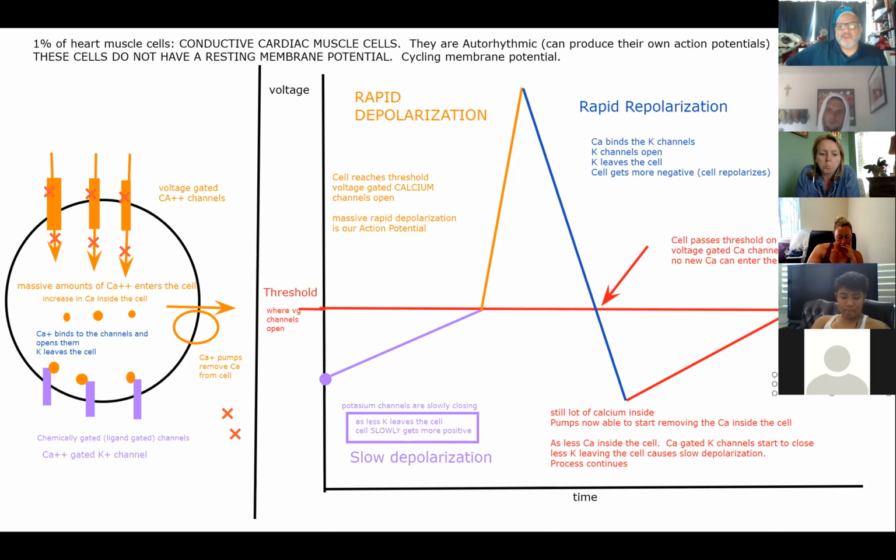And there you go. Just that simply, we have described the activities, the action potential of our conductive cardiac muscle cell. It doesn't have a resting membrane potential. Its membrane potential is constantly changing because of this constant cycling of potassium and of calcium. And notice it's potassium and calcium that is driving this process.